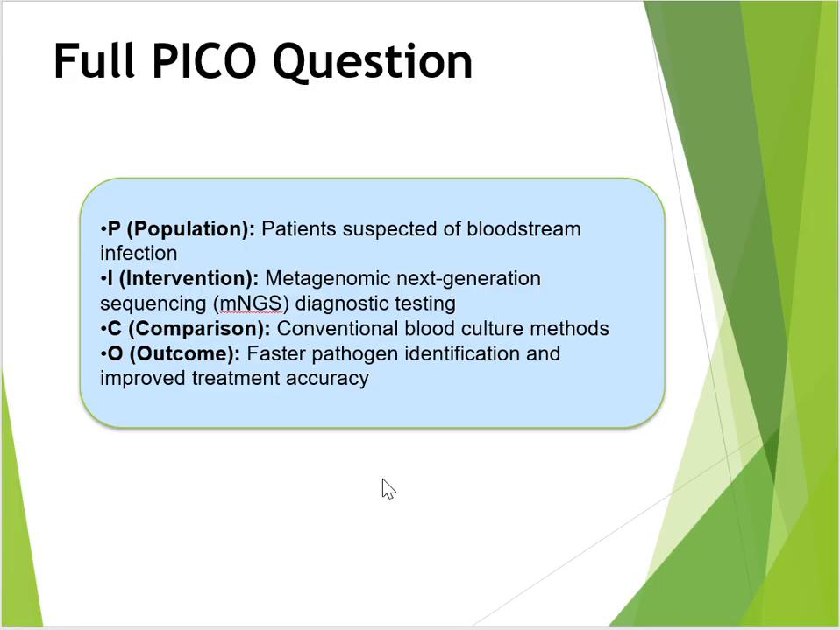So this is it. The patients suspected of bloodstream infection are our population. Secondly, our intervention is the metagenomic next generation sequencing, which is a type of diagnosis. And we are comparing it with the other type of diagnosis, that is the conventional blood culture method. And the outcome is we're checking whether there is faster pathogen identification and improved treatment accuracy. Let's look at another good example of a well-formulated research question.